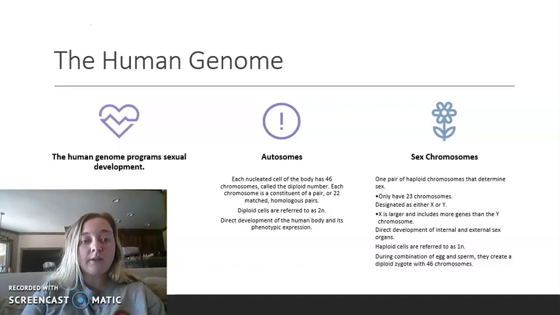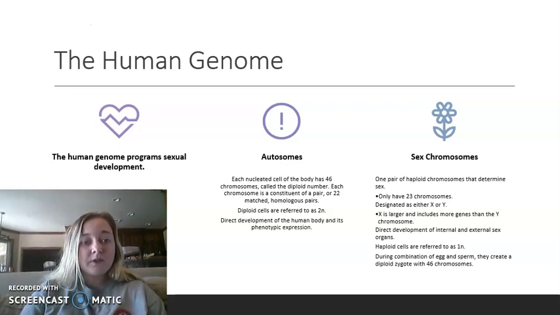DNA is easily broken down into chromosomes, which are separated into two categories: autosomes and sex chromosomes. Each nucleated cell body has 46 chromosomes, called the diploid number. Each chromosome is a constituent of a pair, or 22 matched homologous pairs. These diploid cells are referred to as 2N. They are responsible for the development of the human body and its phenotypic expressions.